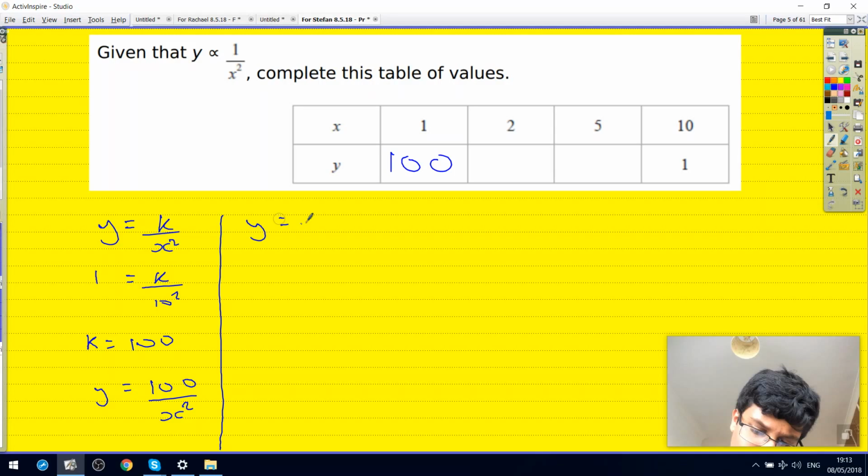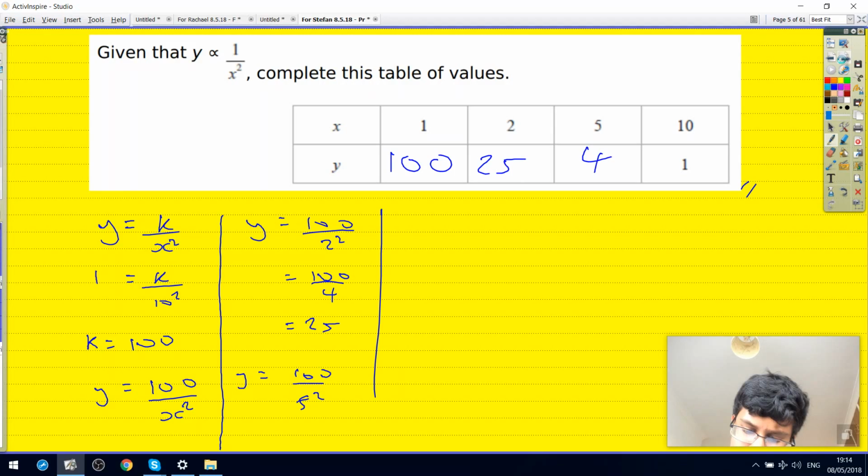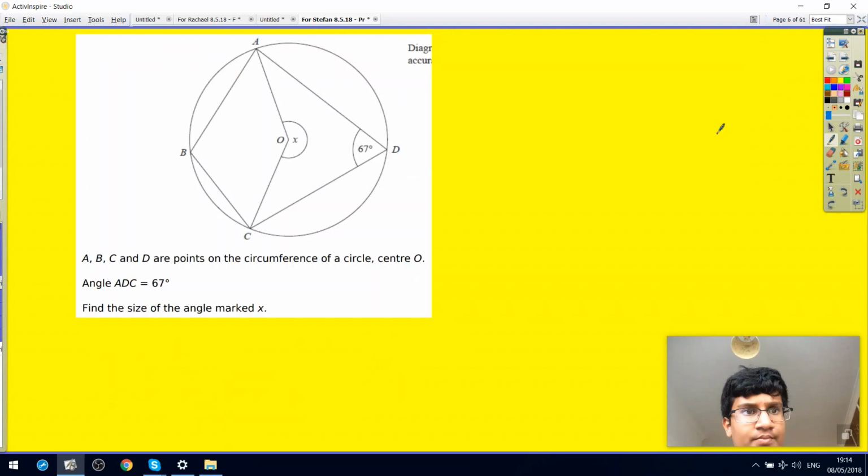I think that's okay. Okay, so that's pretty much all of the past exam questions of each type for proportion. Okay, so circle theorems. How do we do this? So we know that the angle AOC would be twice the angle ADC.